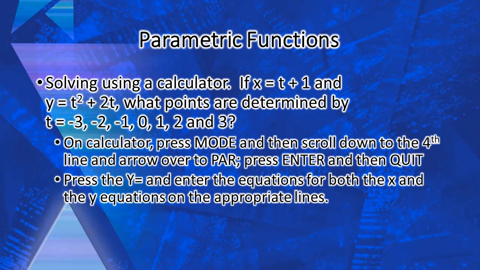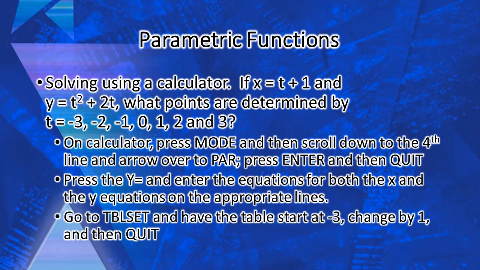Now to get to t, you're going to hit your variable key. You'll see that there's an x, a t, a theta, and an n. When you press that button, rather than putting in an x like it normally would, it's going to put in a t. And then we add plus 1, hit enter, and it'll go down to y sub 1. For y sub 1, we're going to hit our variable key, and in this case it's going to put in a t. We want to square that, so hit your squared key, and then plus 2t, and hit enter.